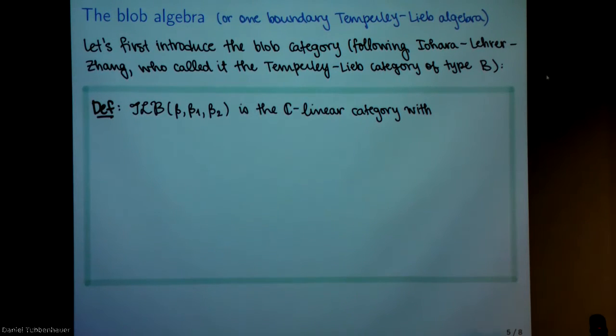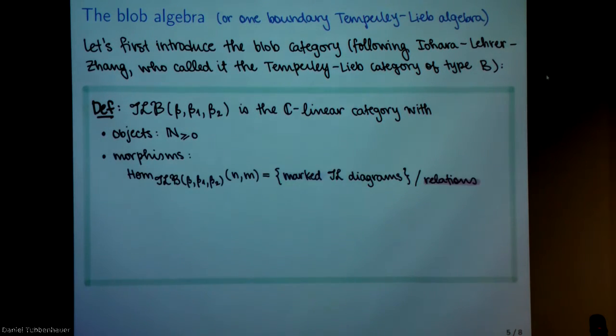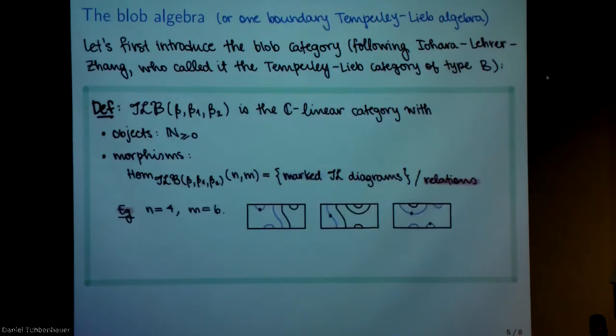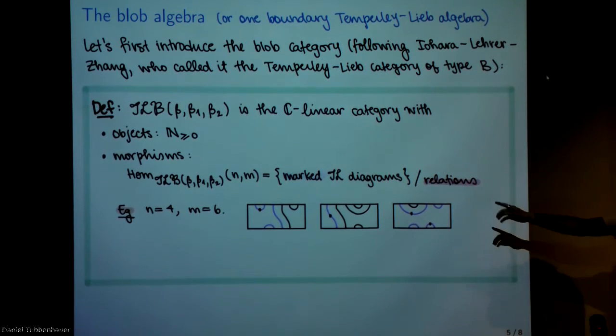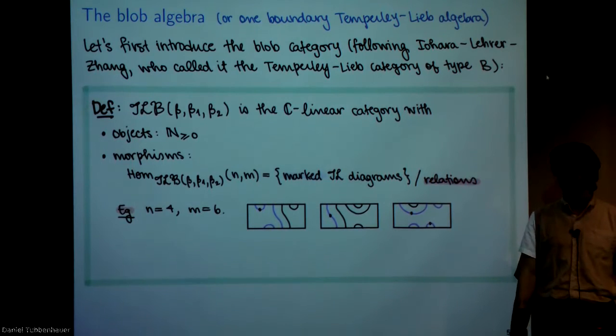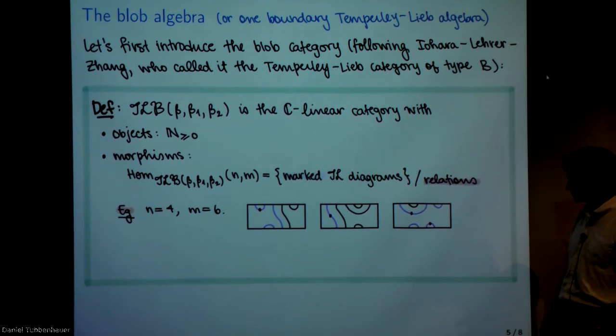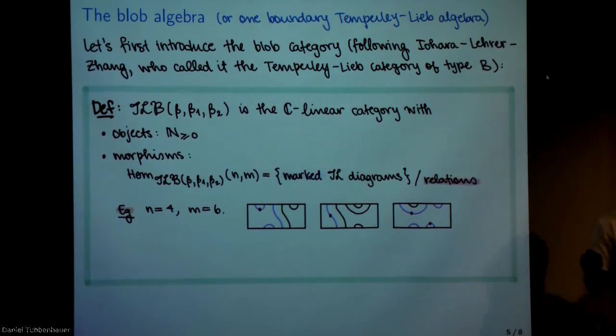It's a C-linear category with objects the non-negative integers, and morphisms given by marked Temperley-Lieb diagrams with some relations. So I should tell you what I mean by marked and what these relations are. For the marked bit, here are some examples. Those are Temperley-Lieb diagrams from 4 to 6. But some of these strands have been marked by a dot or a small blob.